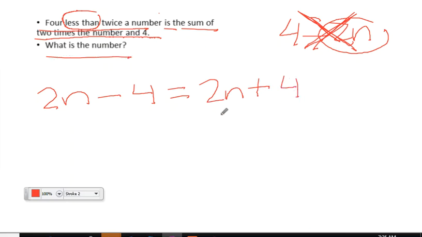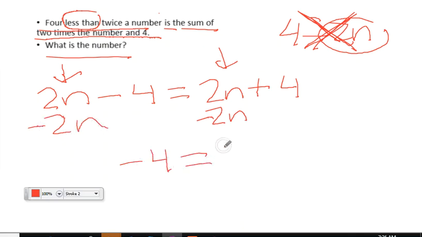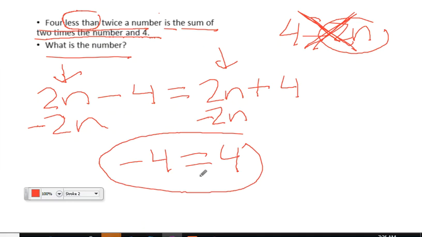Now we have to figure out what is the number. So if we were to solve this equation, it's a variable on both sides. We need to get these two terms on the same side by subtracting 2n. So we're left with negative 4 equals positive 4. Okay, you guys, our variable dropped out. We're left with a statement that is not true. So whenever that happens, the solution for our equation is no solution.